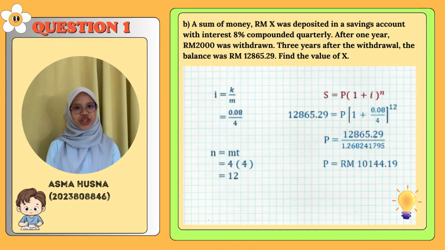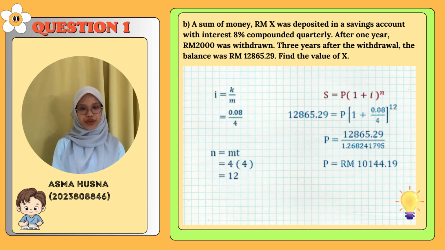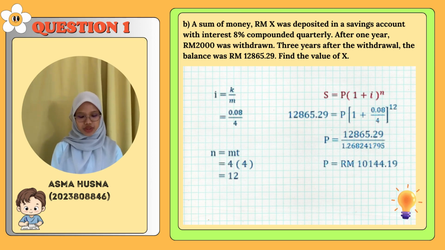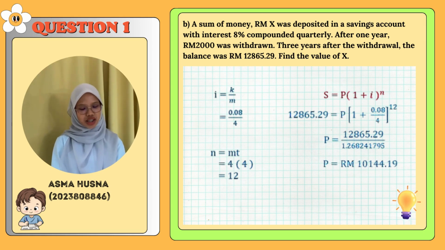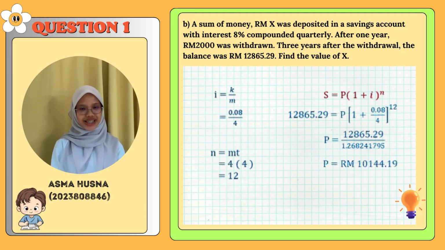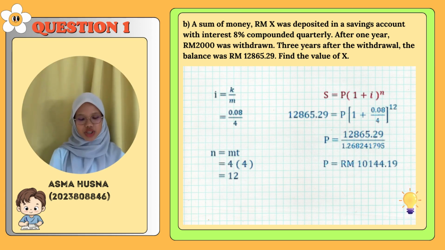Next, for B, the question asks to find the value of X. So i equals k per m. So we got the answer is 0.08 per 4. Next, N equals mt, 4 multiplied by 3 equals 12. Lastly, we will use this formula, which is S equals P(1 + i) to the power N, and then we will get the final answer, which is 10,144 ringgit 19 cents.